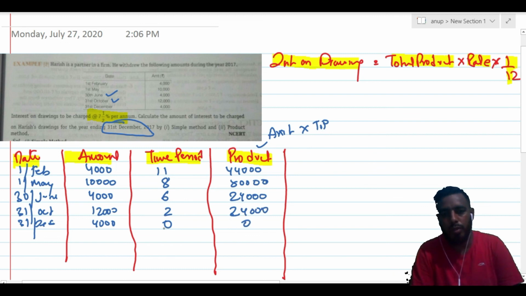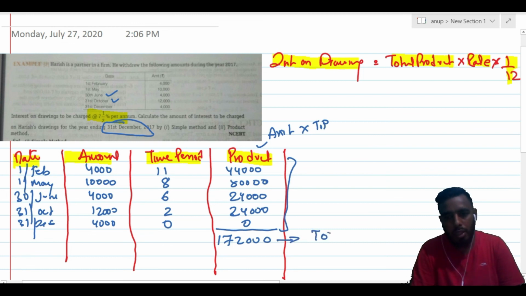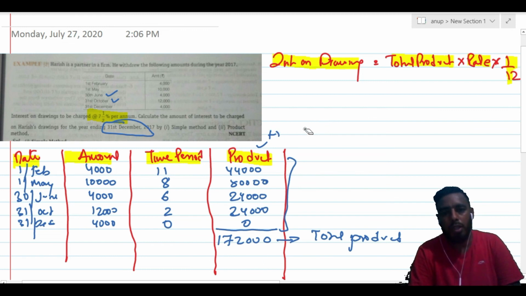Now what we have to do is we need to add all this product. So when we add all this product, the total of the product is 1,72,000. Now what is this? This is the amount known as the total product. Now what we need to do is we need to put the total product here, and then we need to find the interest on drawing.